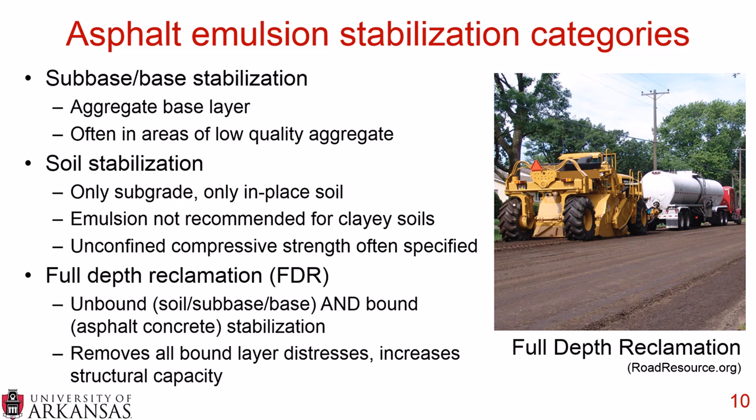And then the third is full depth reclamation, or FDR. And this is where you have both unbound and bound material, and you stabilize that together. So you have your soil, your subbase, and/or your base. It can be one, two, or all three of those. And you have a very thin layer of bound material. And the nice thing about full depth reclamation is if you have a road that has a lot of layer distresses and is not structurally adequate, instead of removing and replacing all that material, you can reclaim it with full depth reclamation, and this removes all the layer distresses and it increases your structural capacity. So it's a very nice treatment for certain roads.